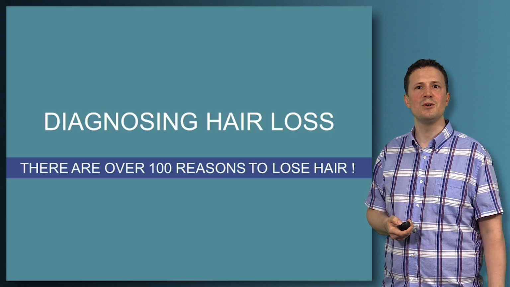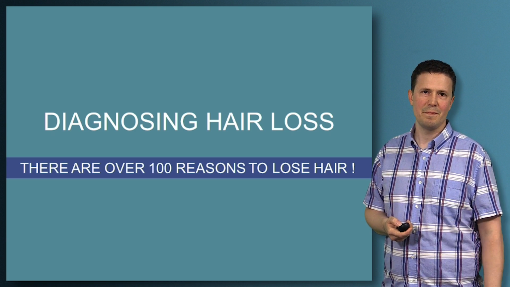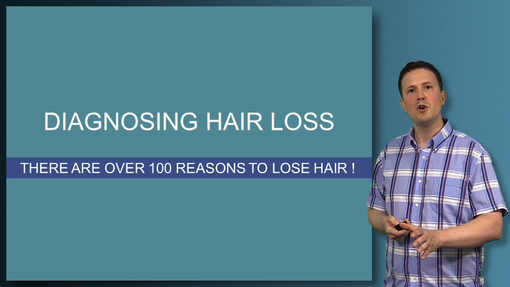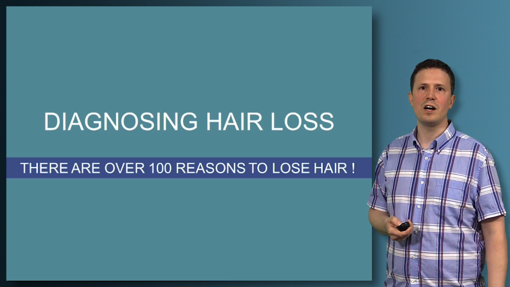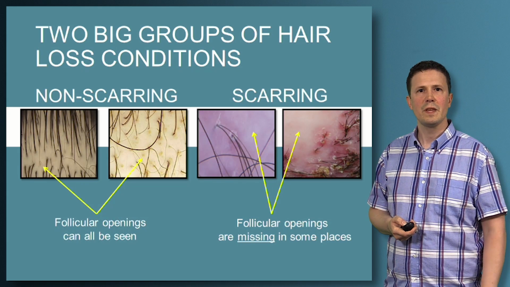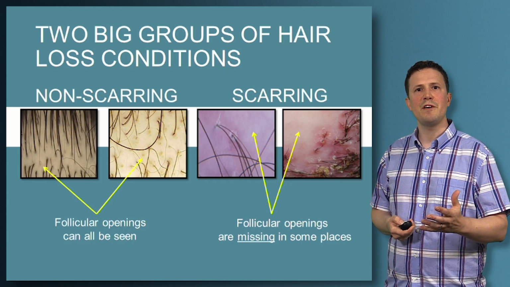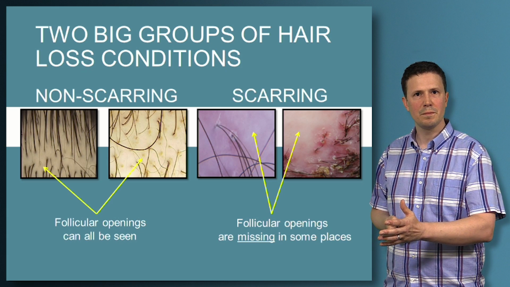I don't have any conflicts of interest or disclosures about this particular module. So how do we diagnose hair loss? Well, there's over 100 reasons to lose hair. We divide these into scarring and non-scarring. Scarring is discussed in this lecture. Non-scarring hair loss conditions were discussed in the previous lectures. Whenever I see a patient with hair loss, I try to determine whether they fit in a non-scarring group or whether they fit in a scarring group.